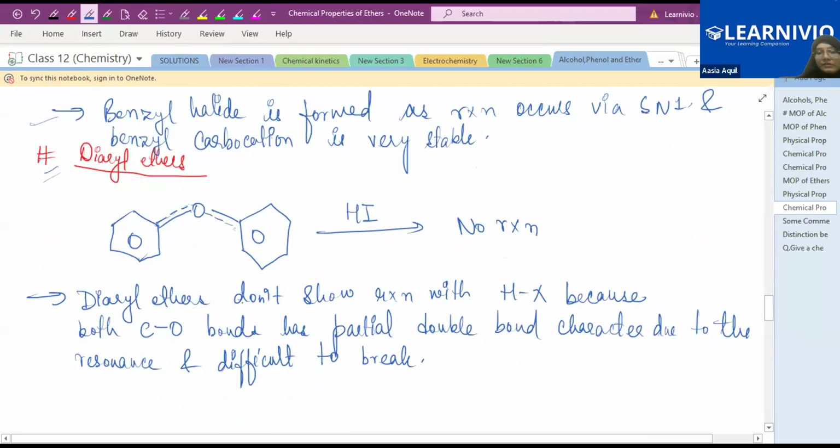So why don't diaryl ethers give this reaction? They don't show this reaction with HX, your halogen acid, because both carbon-oxygen bonds have partial double bond character due to resonance, which is very difficult to break. So you can write down this reason in your exam.